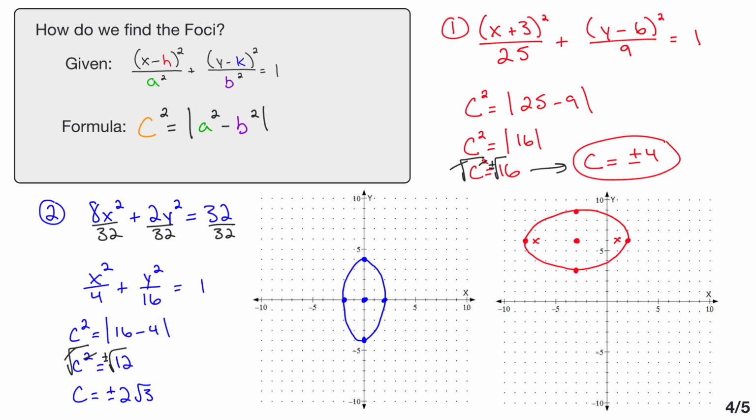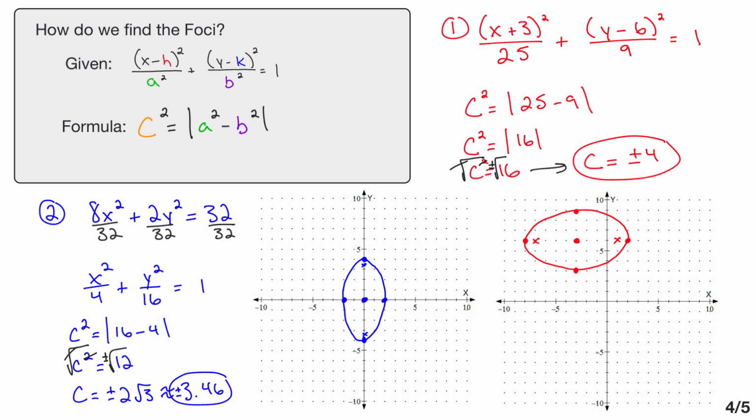I don't know what that is, so I have to type that into a calculator to figure out the decimal approximation, which is 3.46. This is my focal length. That means, plus or minus, I'm going to have to go up 3.46 and down 3.46. Is it perfect? No. But is it accurate? Yes.